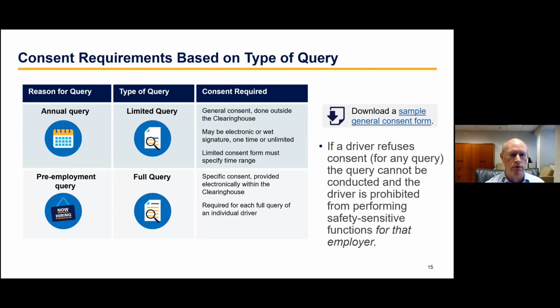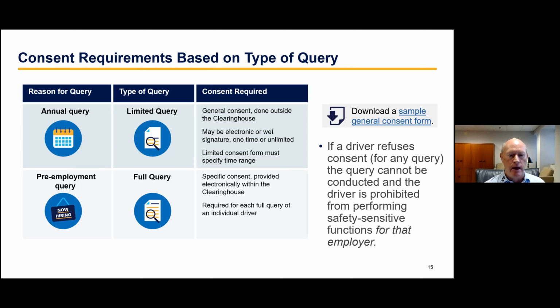A little bit of additional requirements on the query. We're going to talk about consents. We have the annual query and the pre-employment query. Okay, so what will you see? On a pre-employment query, it's going to be the full query. On there, it's going to be everything that is on that driver's record for the clearinghouse, whatever information is in there.